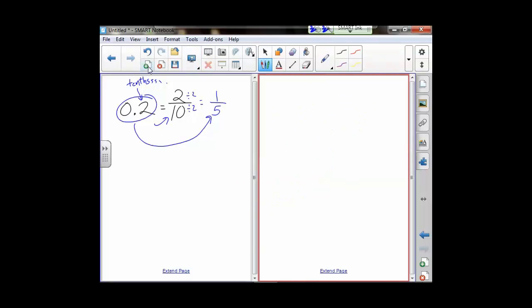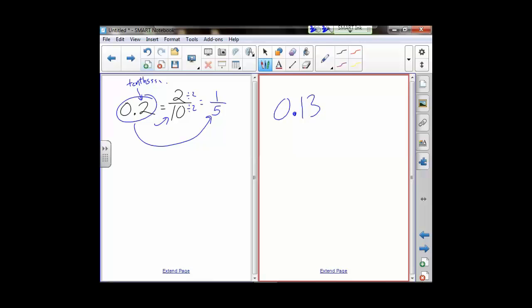So let's say I had a number, a different number. Let's say I had something like 0.13. Okay? Yeah, let's write that down. Okay, so now I'm at 0.13.